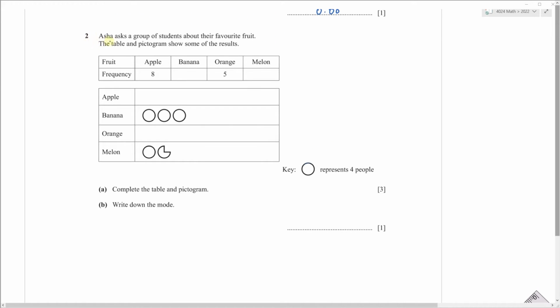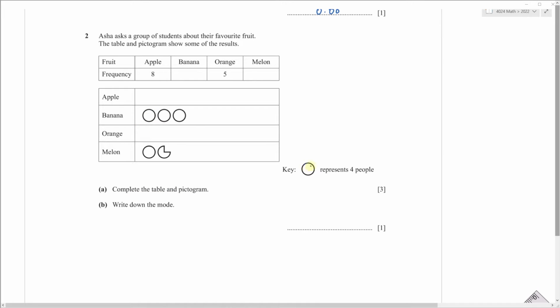Question number 2, Asha asks a group of students about their favorite fruit. The table and pictogram show some of the results. So you have fruit and frequency. 8 people said that their favorite fruit was apple, 5 said orange, and so on. Part A, complete the table and pictogram.